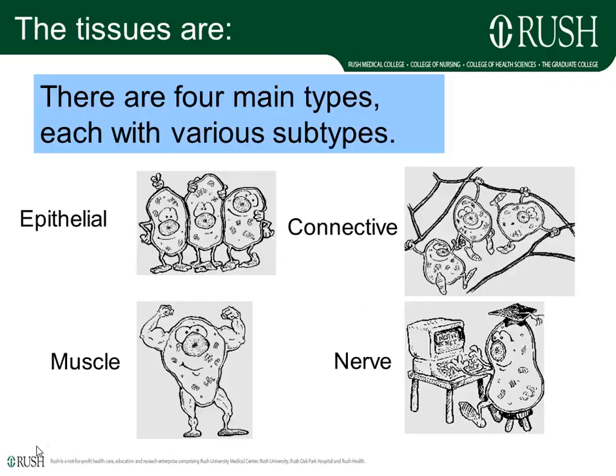The four basic tissues are epithelial tissue, connective tissue, muscle tissue, and nerve tissue. Each one of these has a number of subtypes, and as we do these in more detail during the year, we're going to talk about the characteristics of them and learn how to subclassify them. But for now, let's just familiarize ourselves with these four basic tissues.